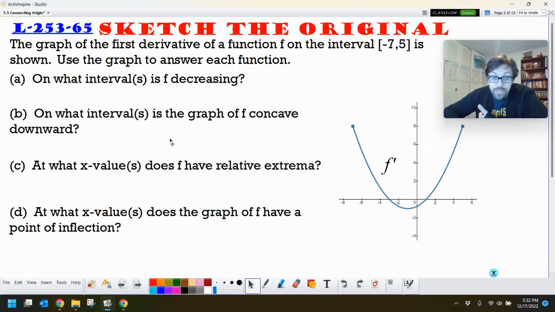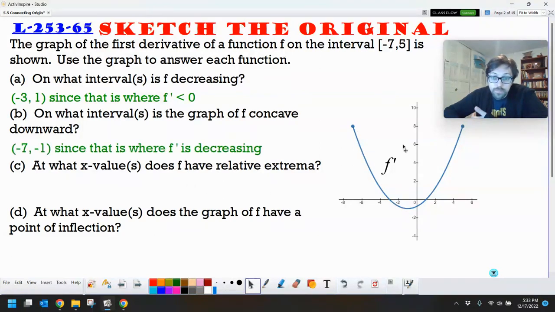So right down here. When we're going to be concave downward, that is talking about the second derivative. We'll be concave down when our second derivative is negative. So that would be when we have a negative slope. So this region from -7 to -1 will be concave down since that is where the slope of the first derivative is negative.